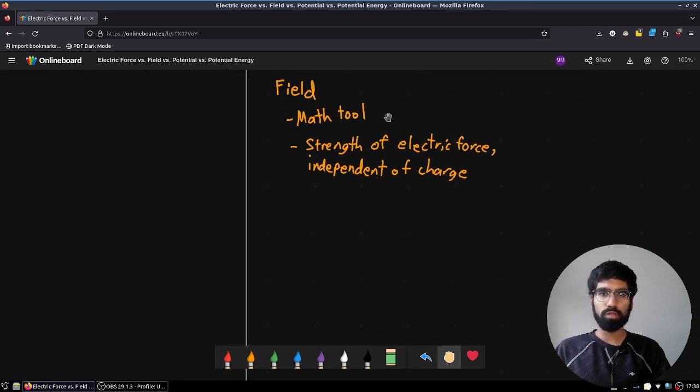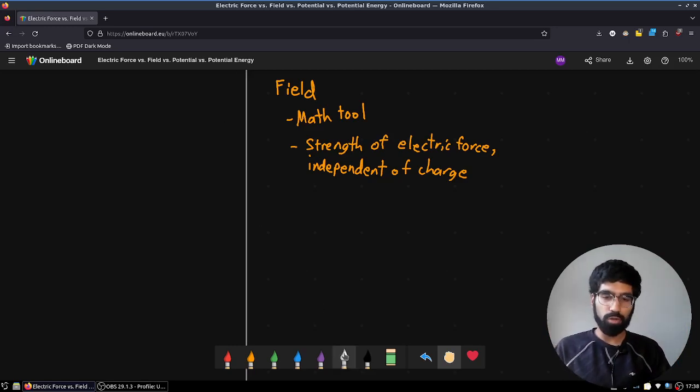So the electric field is something that we would compute with equations after we've measured experimentally the force that some amount of charge would experience. So after we've measured the force, we've measured the amount of charge experimentally, then we'd mathematically calculate the electric field. What kind of a math tool is it? Why is it useful? Well, the electric field tells us the strength of the electric force at some point, some location, independent of the charge that the force is being measured with.